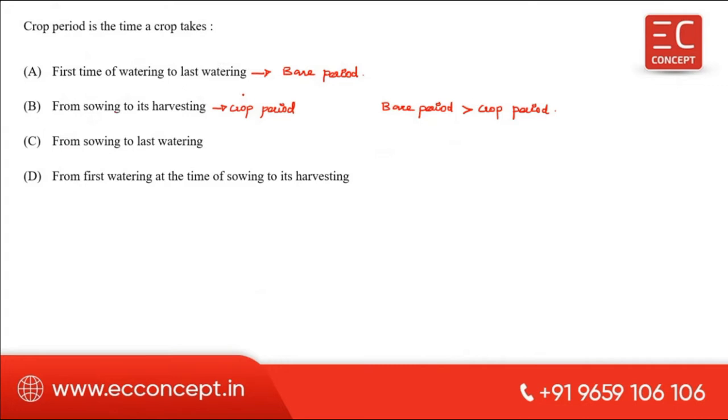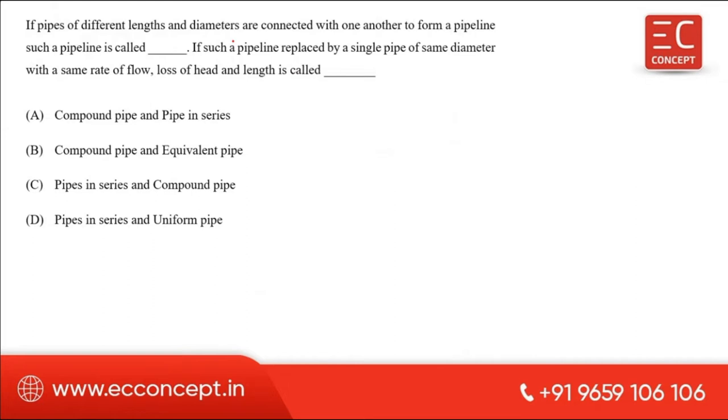Okay, next question. If pipes of different lengths and diameters are connected with one another end to end to form a pipeline, such a pipeline is called a compound pipe. Compound pipe means pipes of different lengths and diameters connected with one another to form a pipeline.